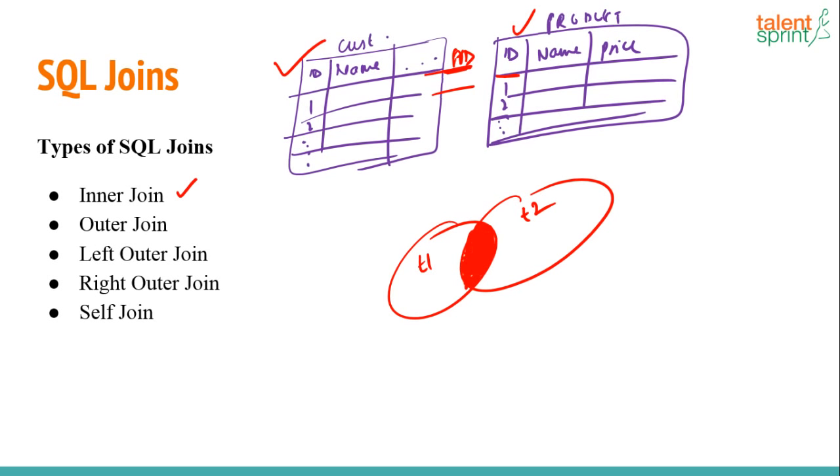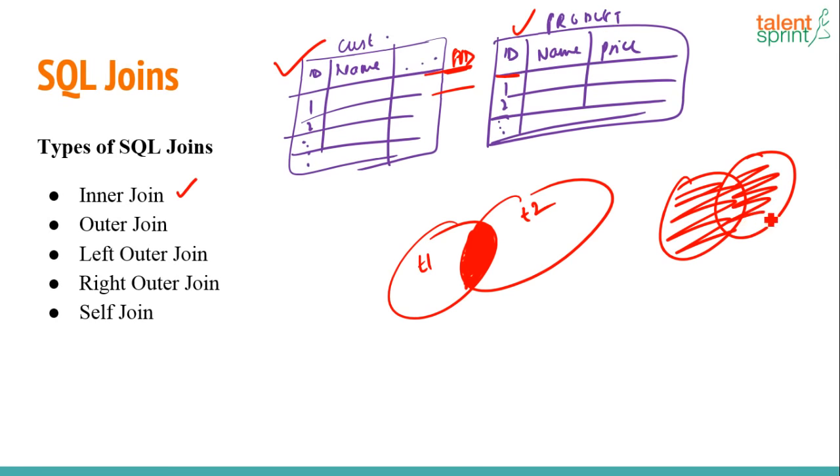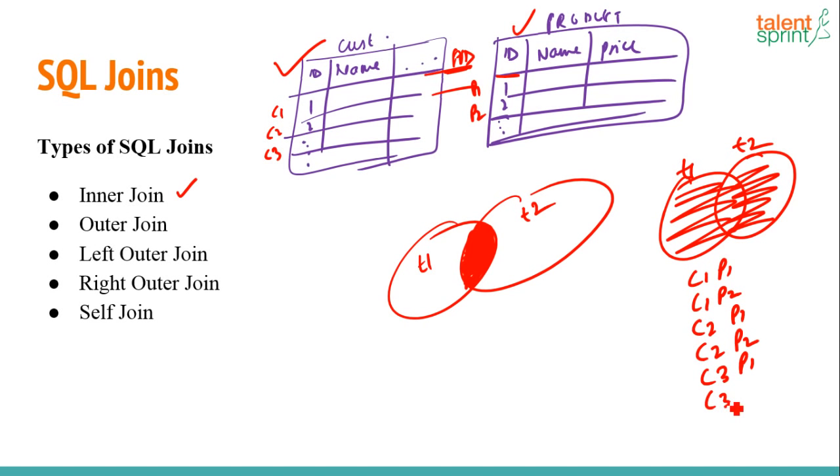Similarly, the idea of outer join is to find the complete combination of table 1 and table 2. How many possible combinations can be formed? Say we have C1, C2, C3, P1, P2. In outer join, you will get C1, P1 as one row, C1, P2 as one row, C2, P1, C2, P2, C3, P1, and C3, P2, each as one row. So outer join gives you all the combinations of both tables.